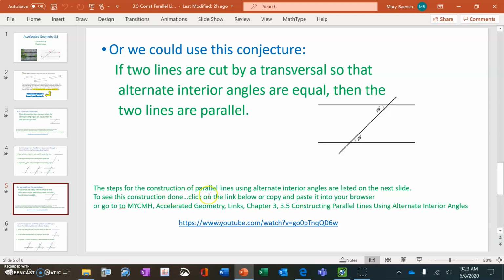And you can see this construction done by clicking on this link here, or you can always go to my CMH Accelerated Geometry Links, Chapter 3, and then the construction is 3.5, constructing parallel lines using alternate interior angles.